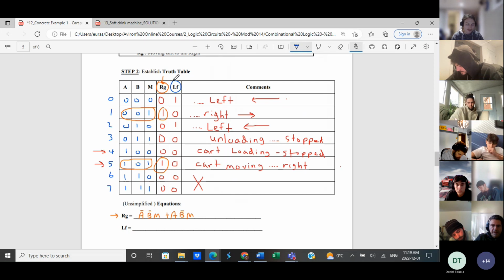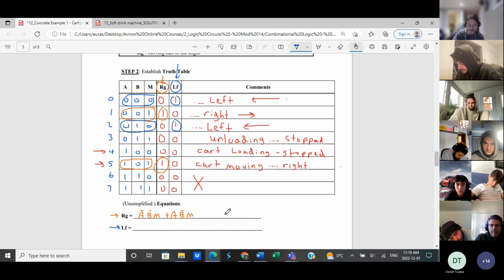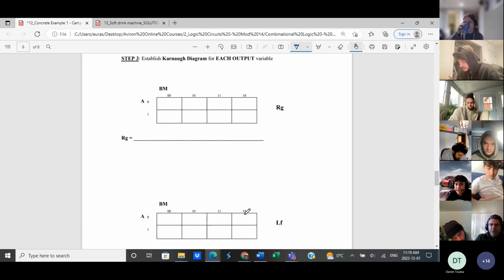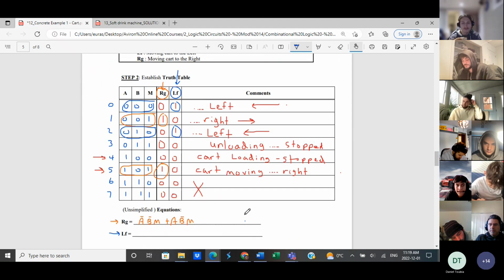But for the next output LF, when is it a 1? It's a 1 here, and it's a 1 here. Therefore, to get the unsimplified equation, you're going to get it off of these zeros here and this combination here. Okay, and you're going to write it down right here. After you finish that, look, I've set you up pretty nice here with two Karnaughs. So you're going to simplify your equation there. But the difficult part here is actually coming up with the truth table. So the truth table is done for you.